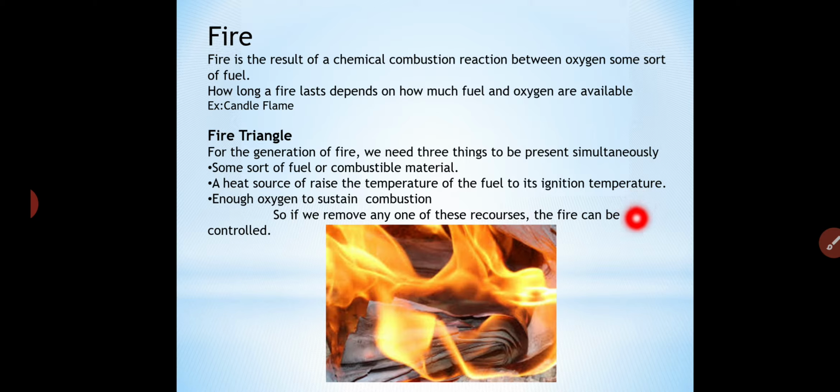Why not any temperature? Suppose you keep the paper at 1 kilometer distance and you start the fire to burn from 1 kilometer far, will the paper burn? No, it's not possible. You have to keep that fire near to the paper, then only the paper will burn. That temperature is called the ignition temperature, right? Then the third one is enough oxygen. So these three substances are very important to burn the fire. That's why we call them a fire triangle.